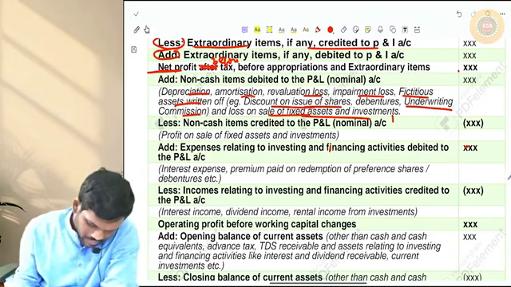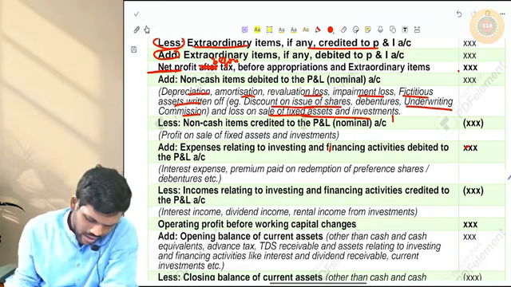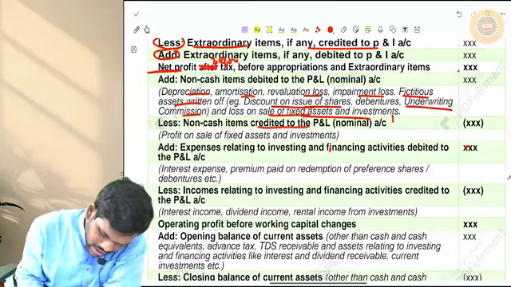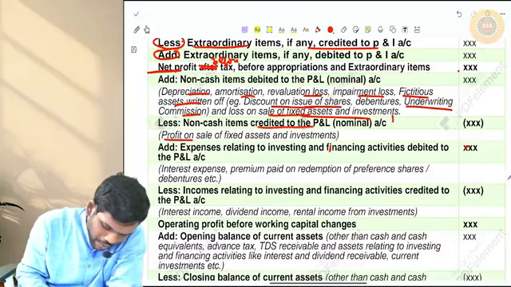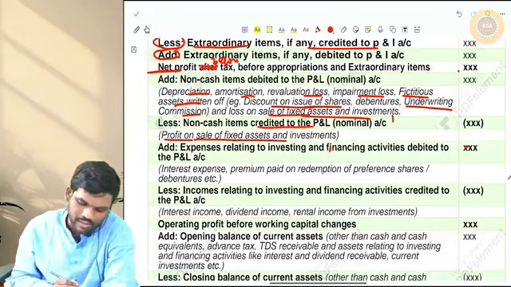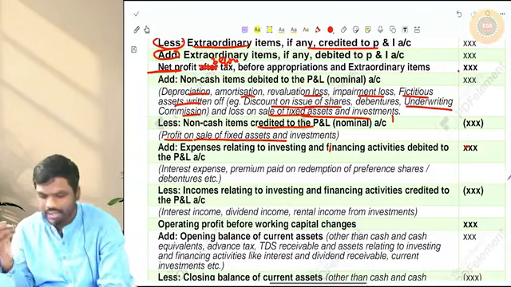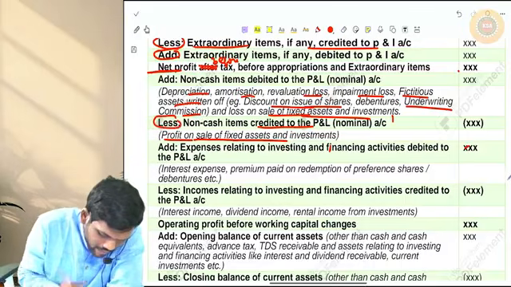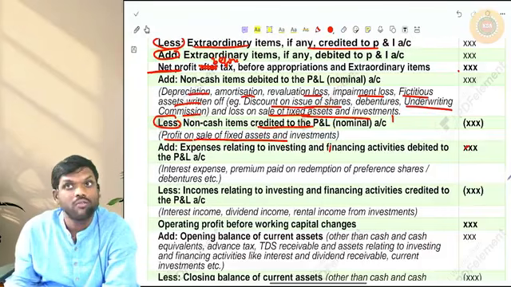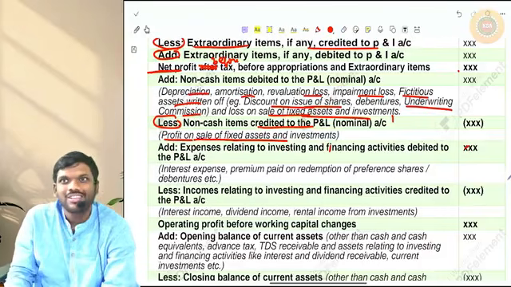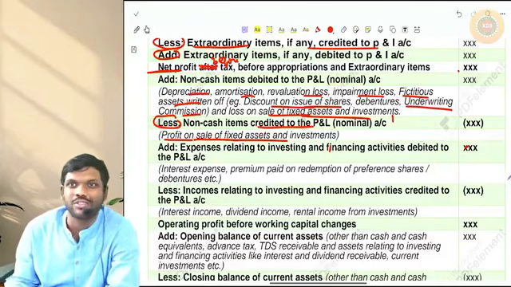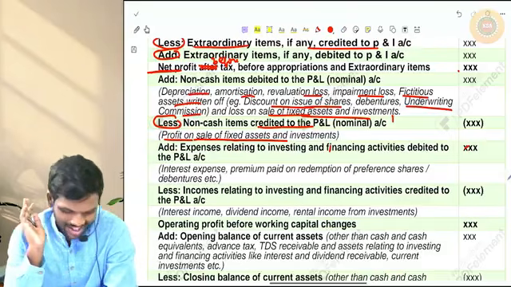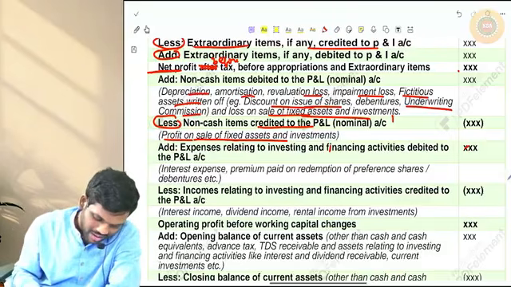And similarly, if there are any non-cash items that are credited to P&L like profit on sale of fixed assets and investments, that also should be removed. Since it is credited to P&L, we have to subtract. So now we have removed non-cash also. Sir, that's all, sir. Non-cash removed. Now it is cash flow, sir. Not at all. Okay. Next, what will happen?